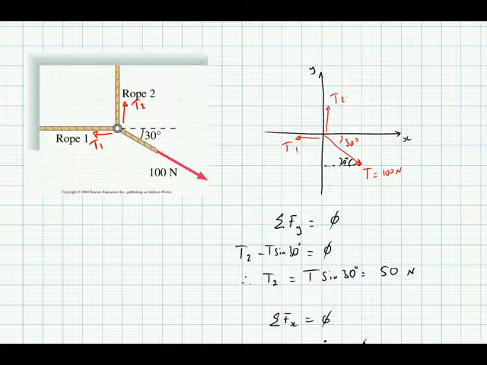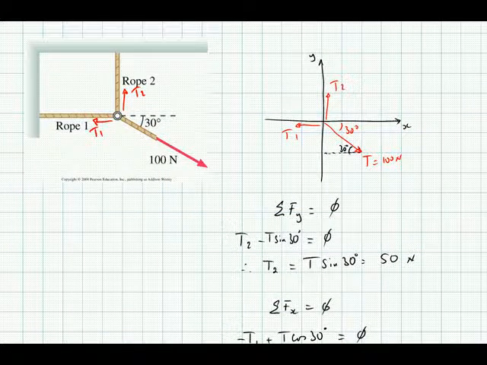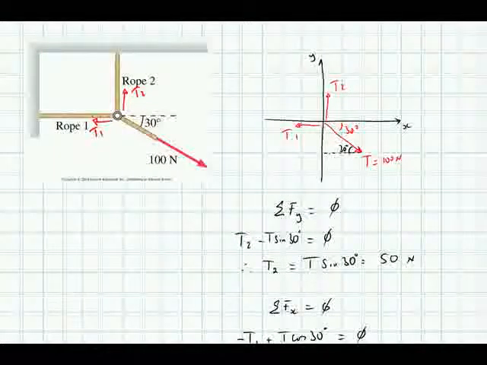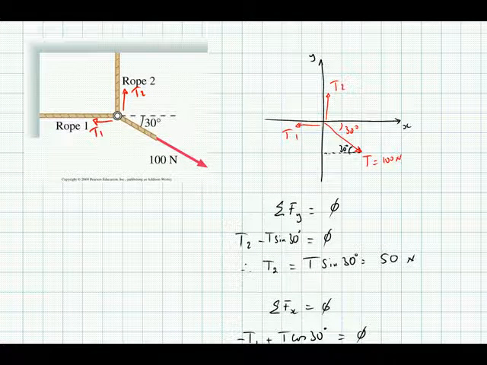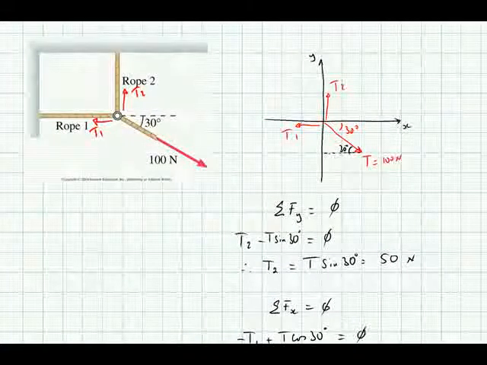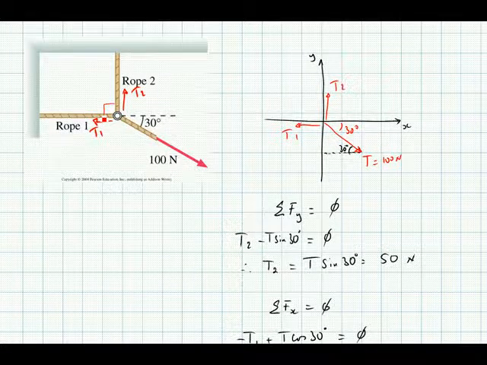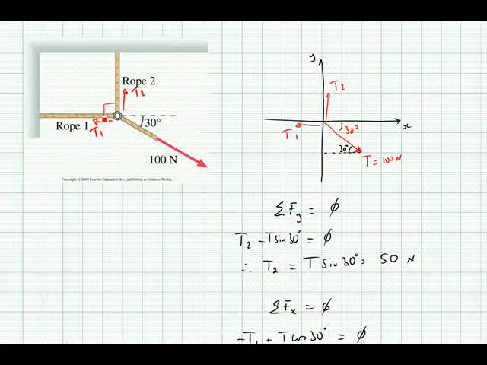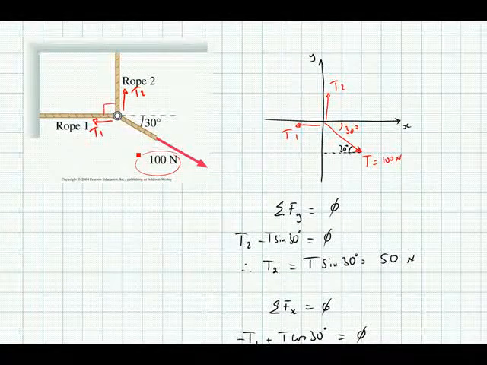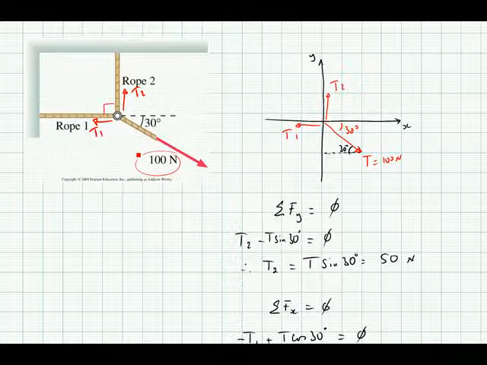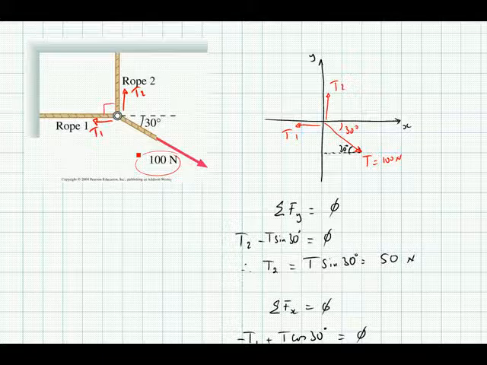Now let's take a look at a few of the homework problems for assignment 5. We have a ring which is tied with 2 ropes which are at 90 degrees to each other, and there's a third rope with a tension of 100 newtons pulling at an angle of 30 degrees as shown in the diagram, and we're asked to find T1 and T2.